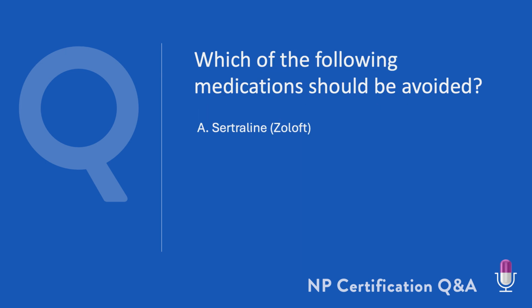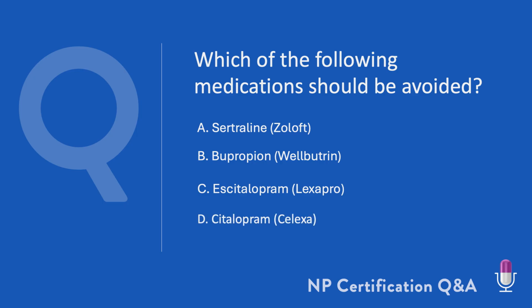A. Sertraline, B. Bupropion, C. Escitalopram, or D. Citalopram. So this clearly is a pretty straightforward question, obviously a patient management question, and more obviously a pharmacology question since your four options are various pharmacology choices. So specifically, the question is what should be avoided?